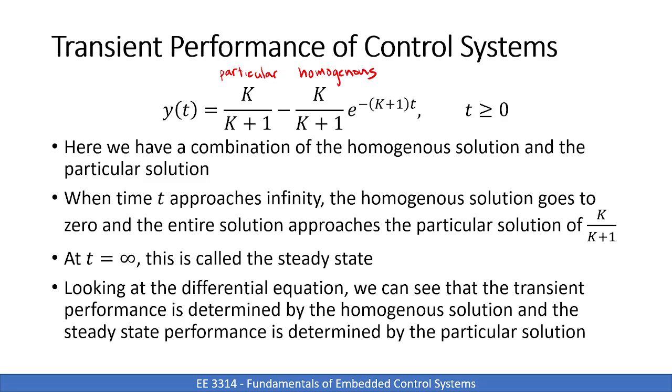Okay, so at t equals infinity, this exponential goes to 0, and this whole homogeneous part of the solution goes to 0, and the entire solution approaches this particular solution of k over k plus 1. Okay, so this is really the steady state value. So when we looked at those two graphs for k equals 5 and k equals 10, you can see that's why one was approaching 10/11ths, and the other was approaching 5/6. So different steady state values depending on the design of our control system.